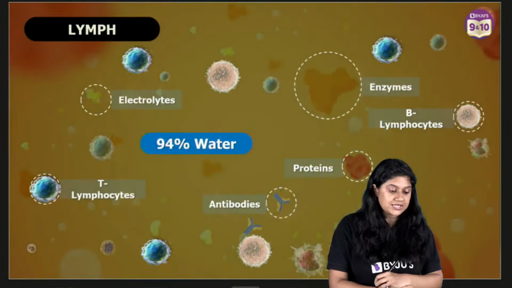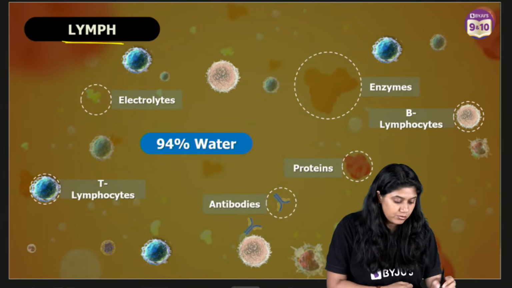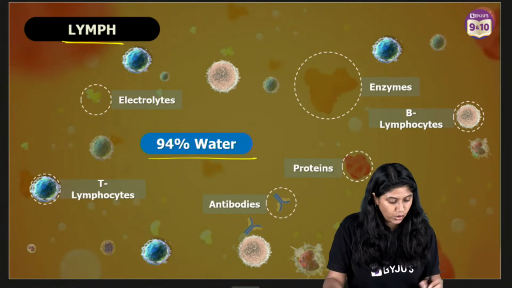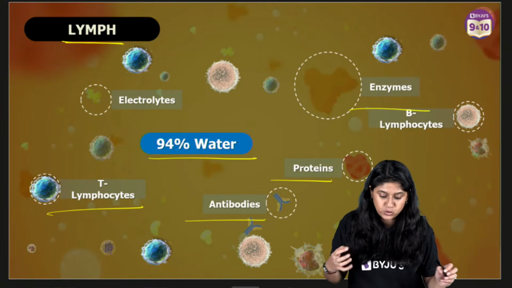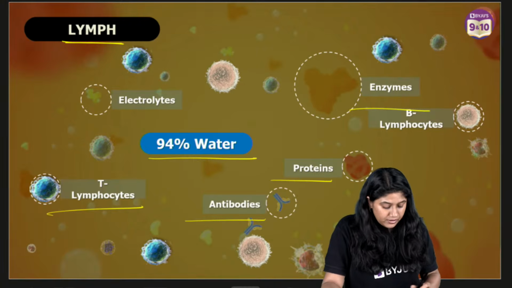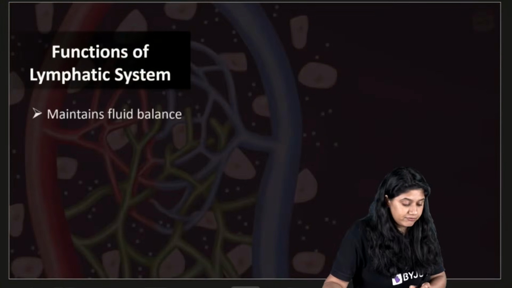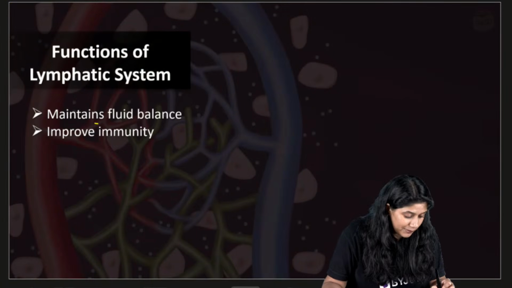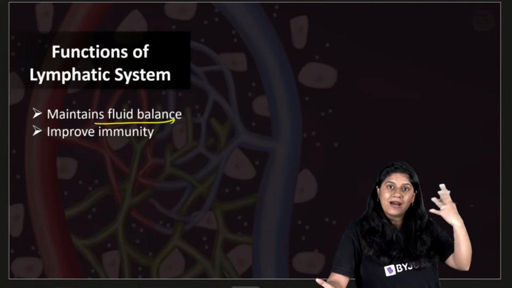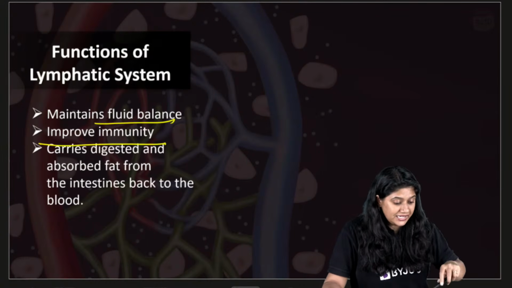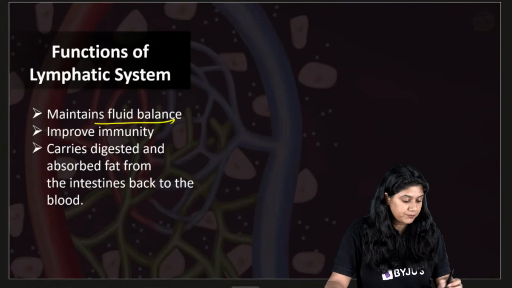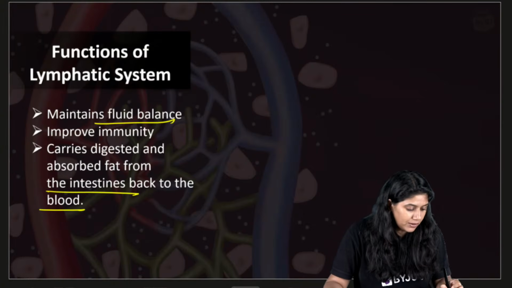What we have over here, let's understand. Lymph, what are the components we have? We have the water, electrolyte, T lymphocytes, basically different types of cells are there, proteins are there, right? Main function of the lymphatic system actually helps in maintaining the fluid balance in the body, improves the immunity, and of course carry digestive and the absorbed fat from the intestine back to the blood.